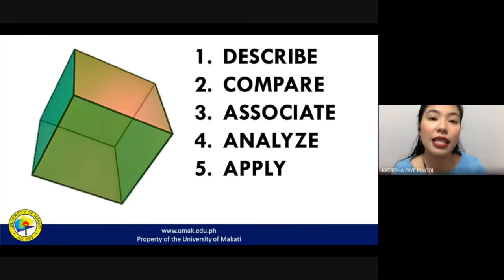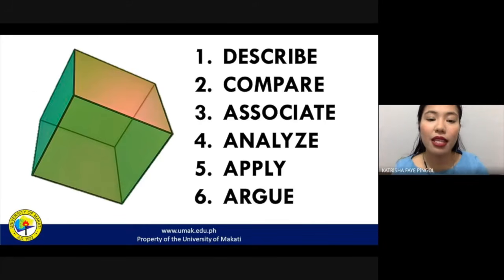The fifth one is apply. In application, you think of ways how that particular topic can be helpful for others. How can it be helpful to you? Why are you even looking at that particular idea in the first place? So think of the ways that that particular topic can be utilized.